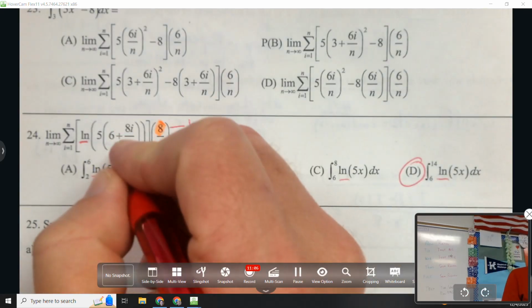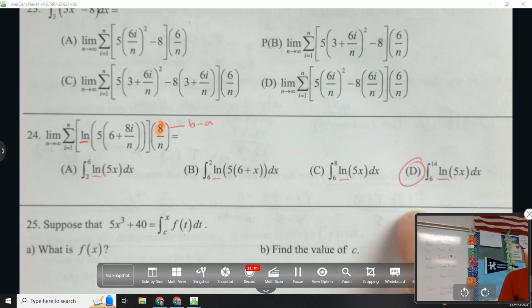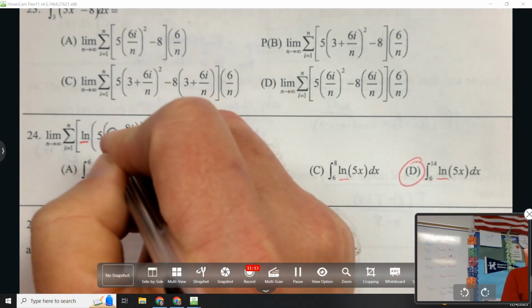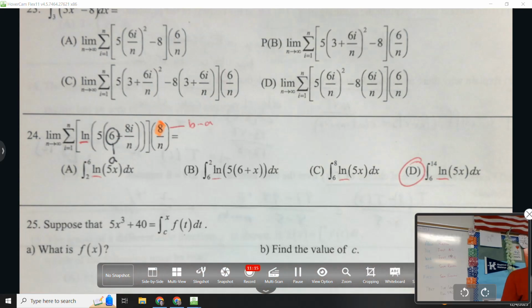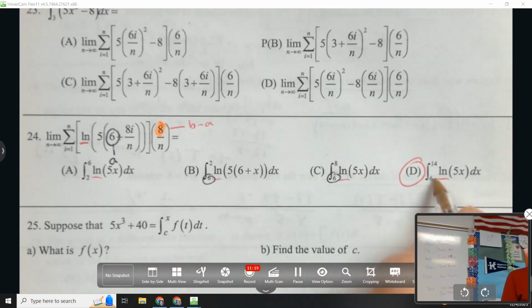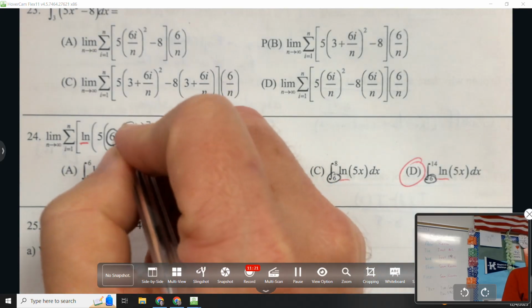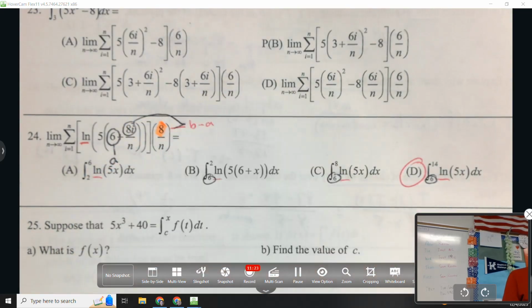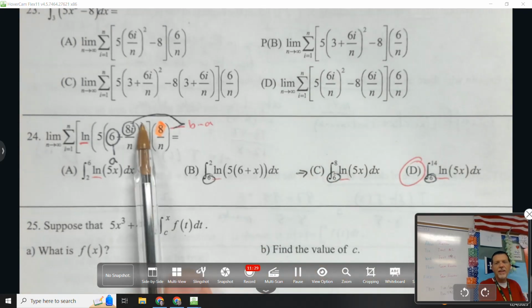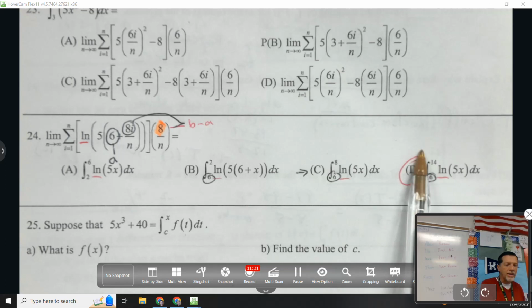The other things that would help us, if it wasn't that one, wasn't obvious enough. Let's see. That number is where we start. So we're looking for a 6 at the bottom. And then again, that 8 is the width, the b minus a. So I bet C would be a common wrong answer, because you can spot the 6 and the 8 in there. But that 8 is how wide it is, not the top limit, not the upper limit.